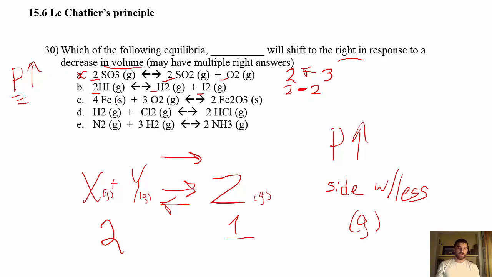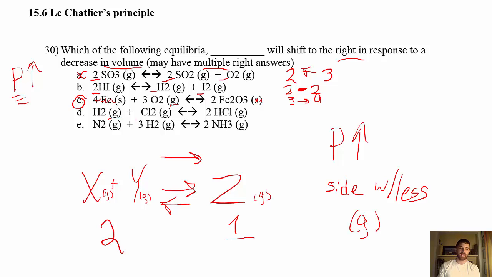All right, Fe, but that's a solid, so I can ignore that. 3 O2 gas versus 2, that's a solid too, so I've got 3 versus 0. Well, if I were to increase the pressure, yeah, that sure would shift it to the right. So C is a good answer. There may be multiple right answers, so let's keep looking.